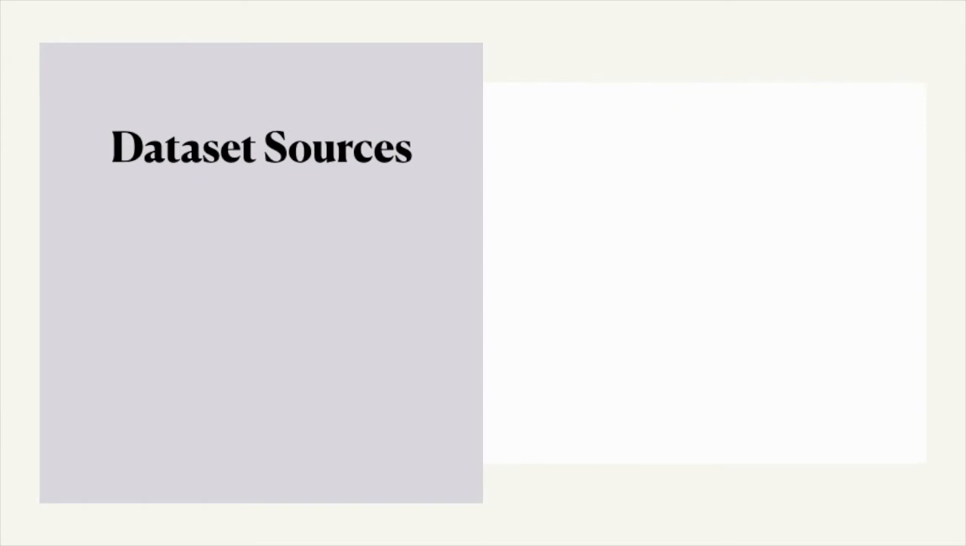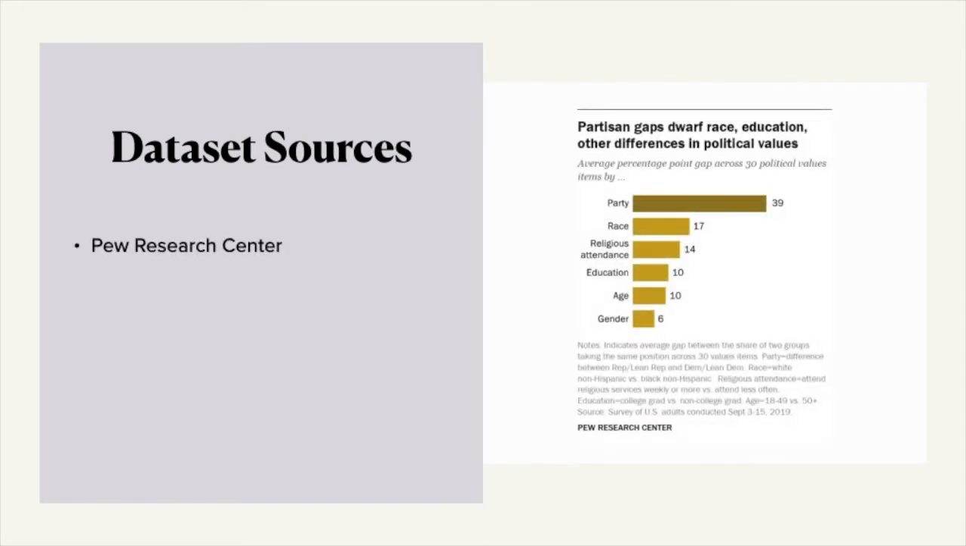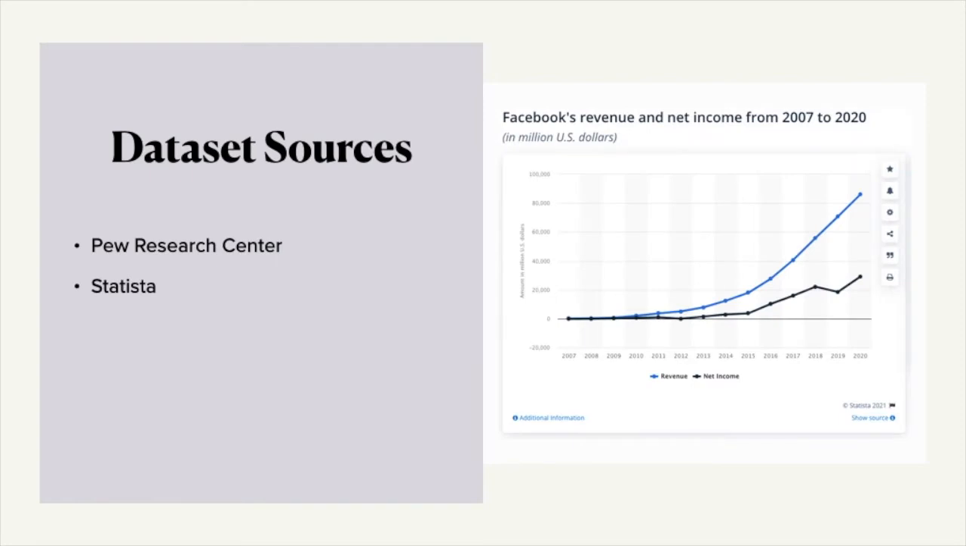To train models for this automatic chart summarization task, we needed to build a dataset of chart summary pairs. We collected these chart summary pairs from two dataset sources. The first is Pew Research Center, and the second is Statista. After collecting our chart summary pairs from these two dataset sources, we trained 5 different models on the dataset.